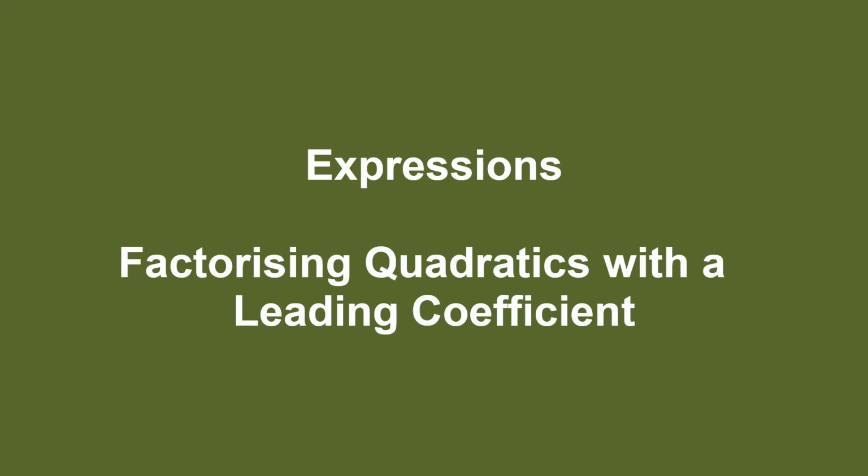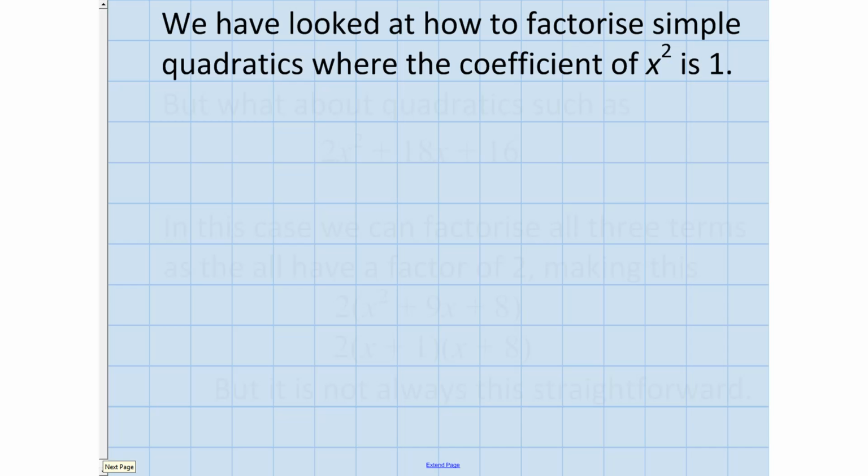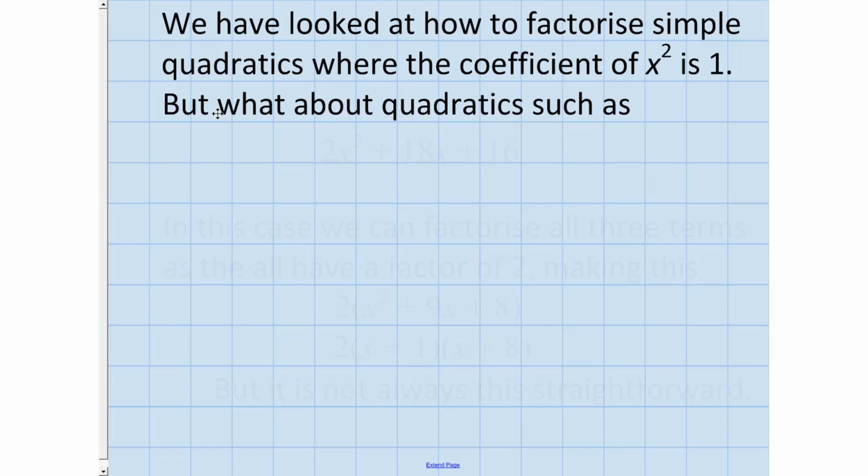Factorising harder quadratics. Now we've looked at how to factorise simple quadratics, I'm sure some of you haven't found them simple, but they've been simple because the coefficient of x squared is 1. But what about quadratics such as this one? So you can see what I mean. Instead of just having an x squared up front, we've got 2x squared plus 18x plus 16.